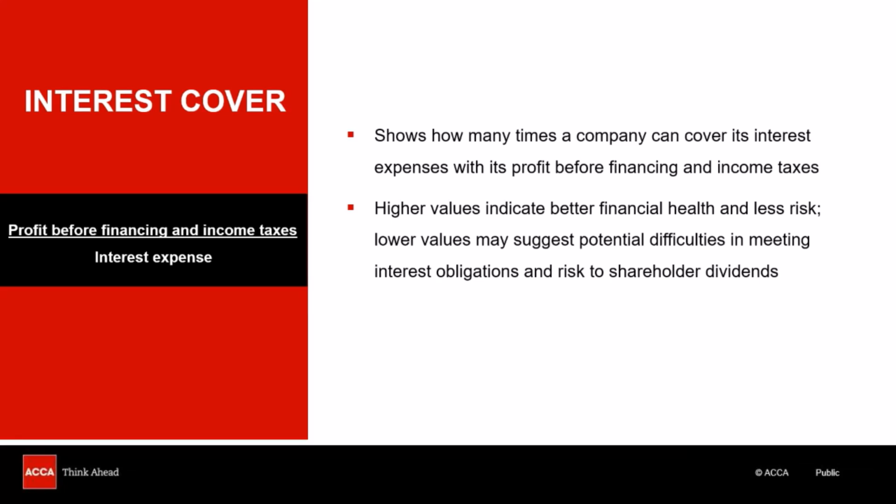If the value is very low, then it may suggest some potential difficulties in meeting interest obligations, and therefore, if the interest is at stake, the company has a legal obligation to pay the interest expense. Therefore, they are going to go for that payment first, and only if profit is left behind, then the shareholders are going to get dividends. If the interest expense is too high, then a priority will be given to payment of interest and nothing may be left behind for shareholders.